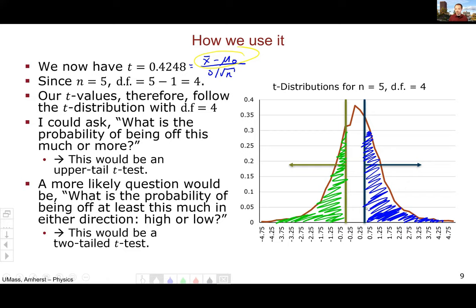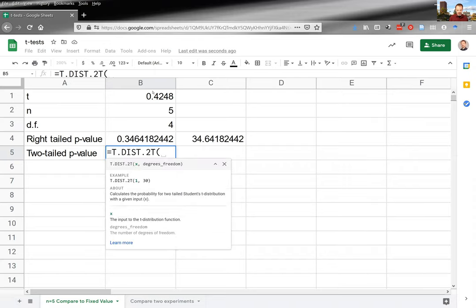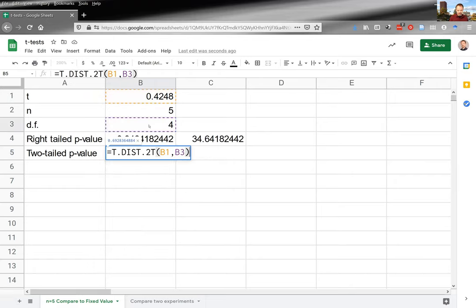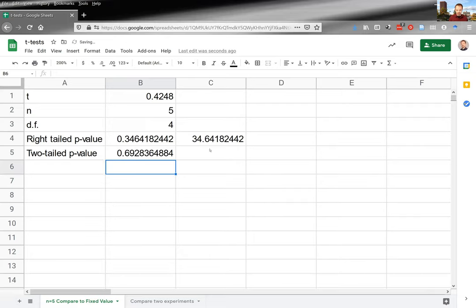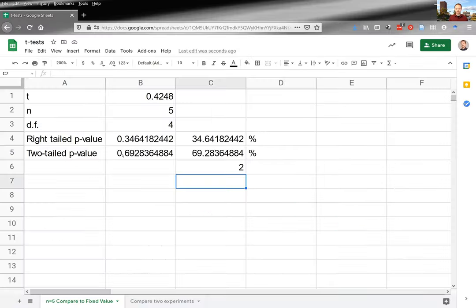If I wanted to know what's the likelihood of being off at least this much in either direction, well, then that's the two-tailed t-test. And of course, there's a function for that as well. There's T.DIST.2T. And I can just put in the t-value we calculated and the number of degrees of freedom, and I get the two-tailed p-value. Convert it to a percentage, it looks like so. And you'll notice that the two-tailed is exactly twice the one-tailed, which, looking at the distribution, is symmetric. So it should be a factor of two. So this is a nice little demonstration that everything is working for us. All right.